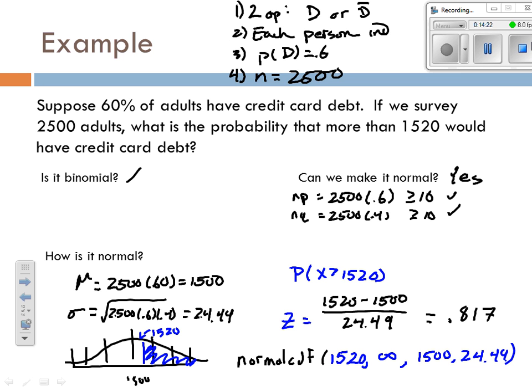The mean of 1500. That probability here is 0.21. So about 21% of the time we'll run into 1,520 or more in a sample of 2,500 adults.